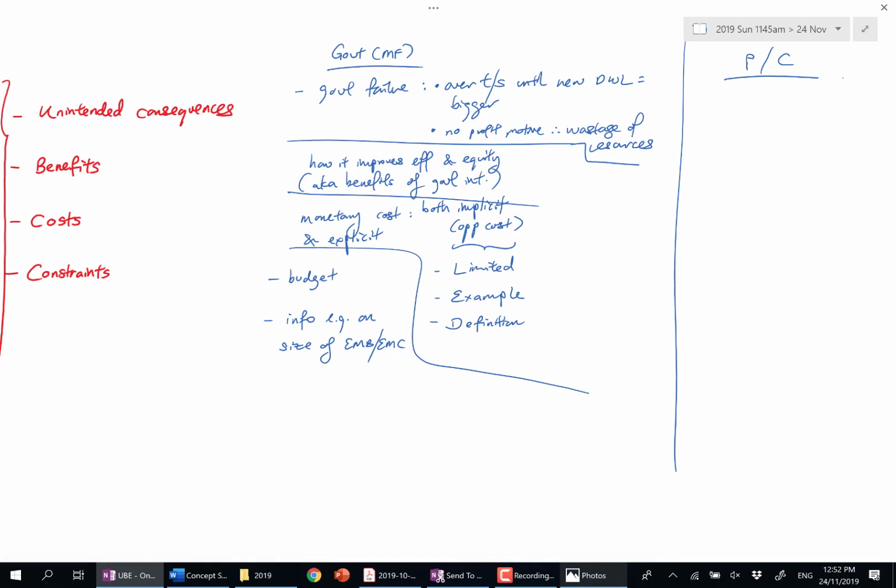So at most, in terms of constraints, it's also constraints in terms of money or resources. In terms of cost, it is still implicit, it is still explicit. But the rest is really up to you to choose. All right, any questions?